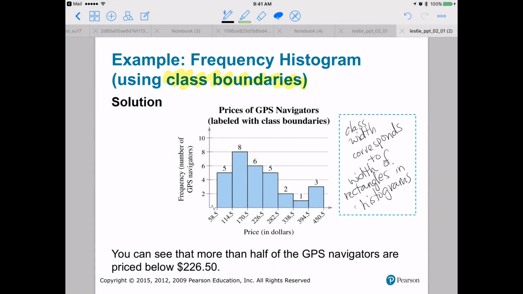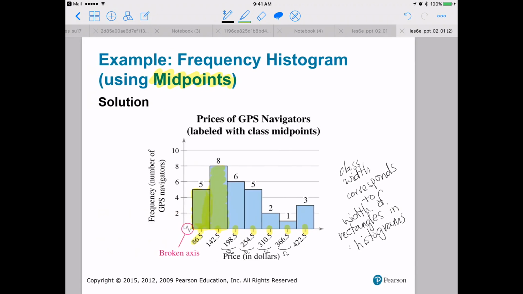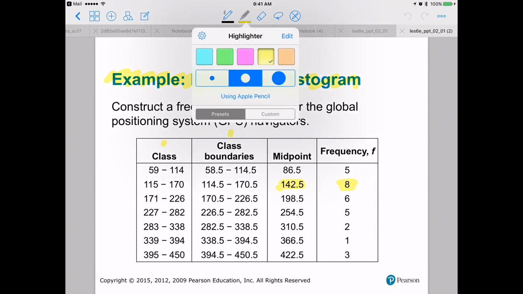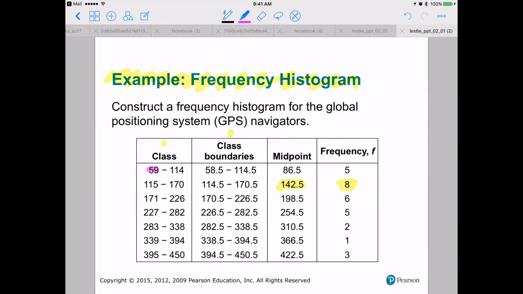Okay, so now let's talk about the second way to construct a frequency histogram, and this is using class boundaries. Class boundaries are pretty simple to calculate. Remember, these are lower limits. So you take your lower limit, subtract 0.5, and that's how you get your lower boundary. So 171 minus 0.5 gives you 170.5.